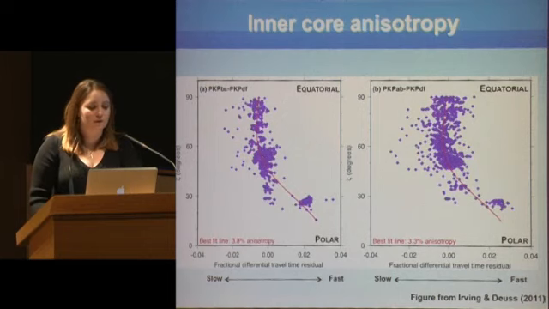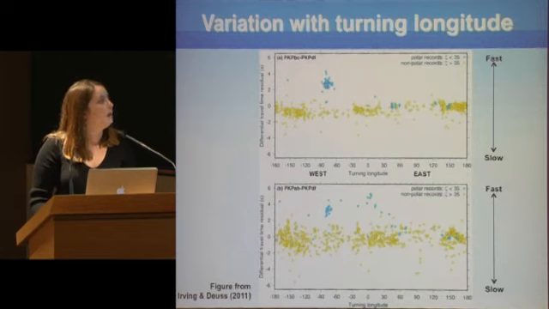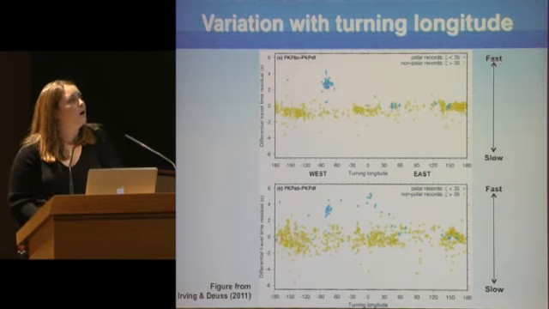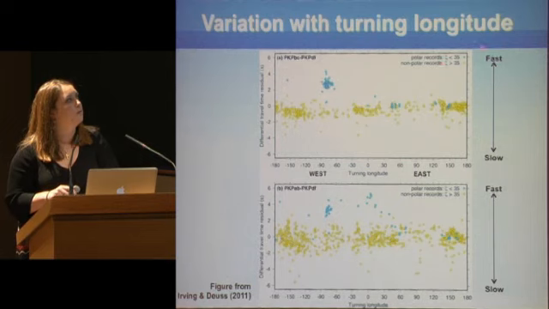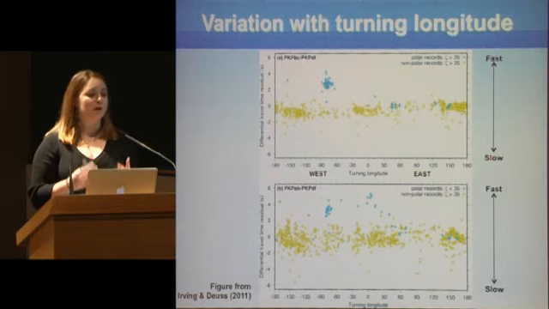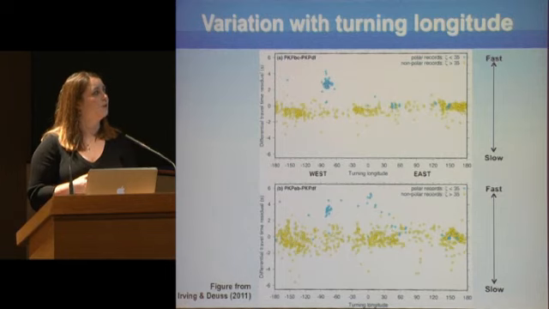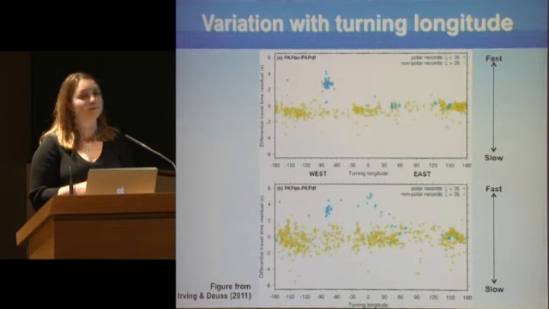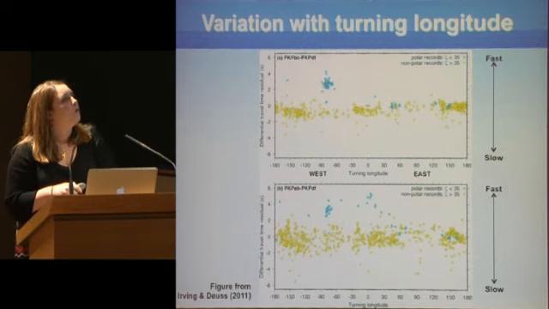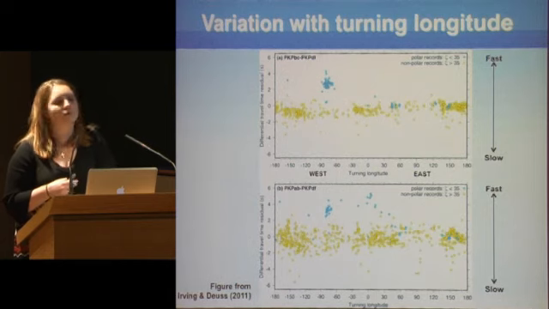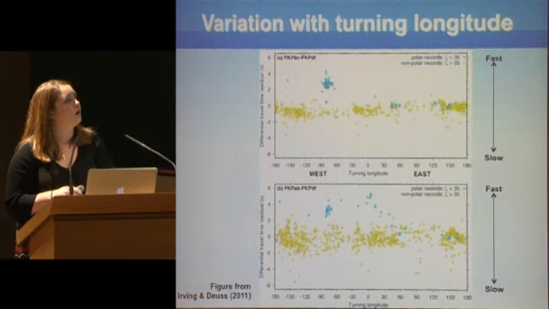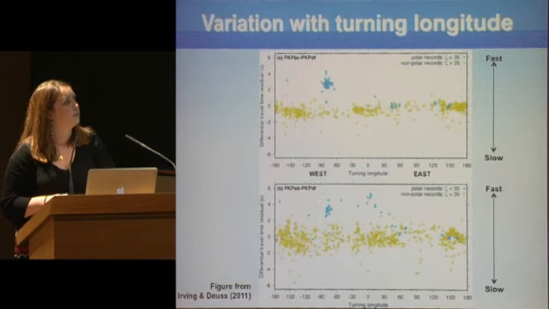We can look in more detail at what's happening to these data. And what I show you now are the polar paths in blue, the non-polar paths in yellow, and turning longitude, so the point at which that wave reaches its deepest point in the inner core. So the western hemisphere is here, the eastern hemisphere is here, France is somewhere around here. And what we find is that the polar paths are not always fast, but those which are fast are in the west. Those which are not fast are in the east.